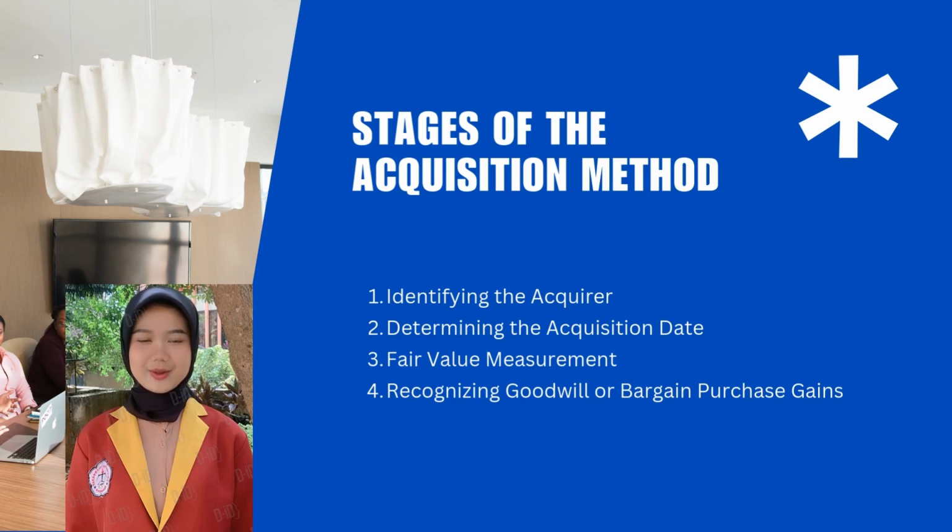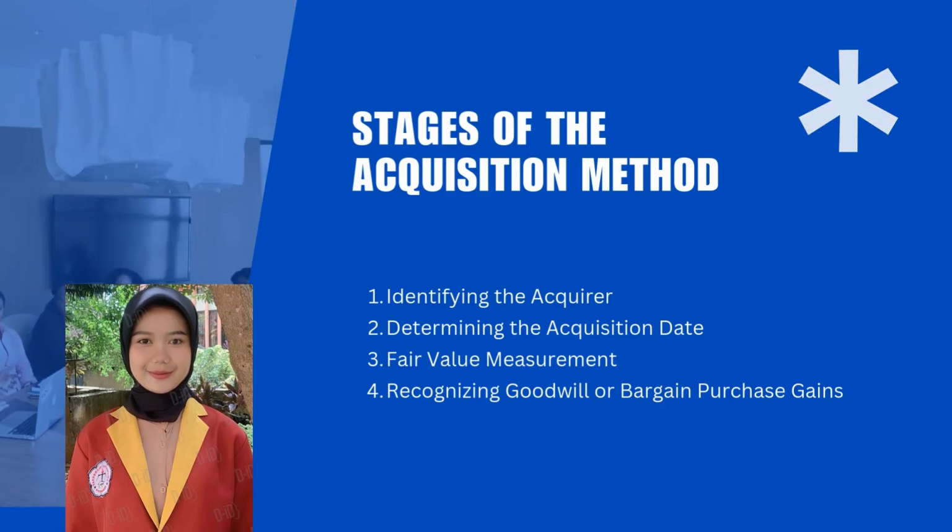3. Fair value measurement. Includes tangible assets, intangible assets, such as trademarks, patents, identifiable liabilities, and possible contingent liabilities. 4. Recognizing goodwill or bargain purchase gains. Goodwill reflects the additional value that cannot be directly identified from tangible or intangible assets. A bargain purchase occurs when the fair value of the net assets exceeds the cost of the combination.